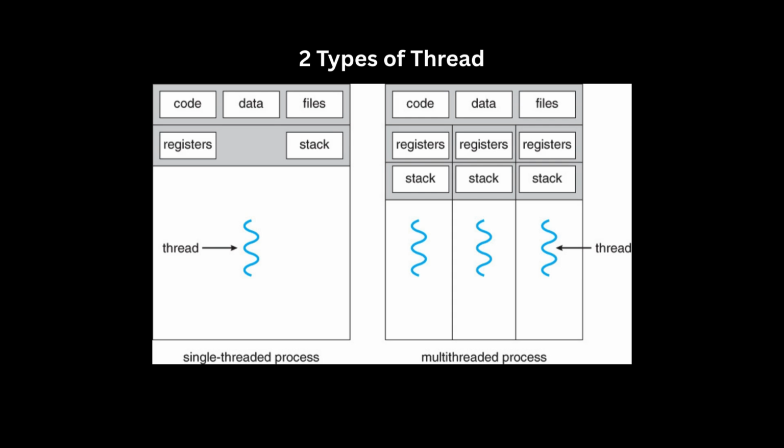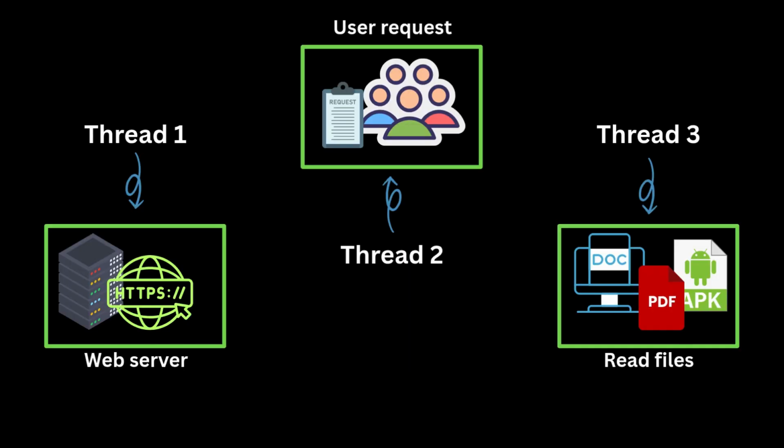What's interesting is that even though the threads are separate in terms of execution, they share the same memory space. That means they all use the same code, the same data, and the same access to open files. This makes it easier for the threads to communicate and work together. For example, in a web server, one thread can handle users' requests, another can read files, and another can send data back to users, all at the same time.